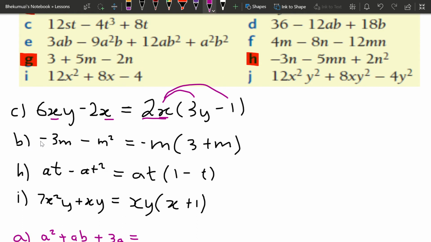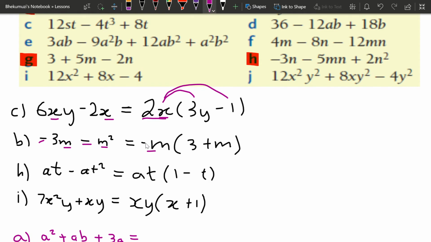And now here it's minus 3m minus m squared, which is equal to minus m, right? This is a common factor of minus m. Why? Because you can see that we do have two negatives for both terms, and m, right? So if we have that, then it's just minus m, and then what will be left inside is what we didn't use, which is the 3, right?